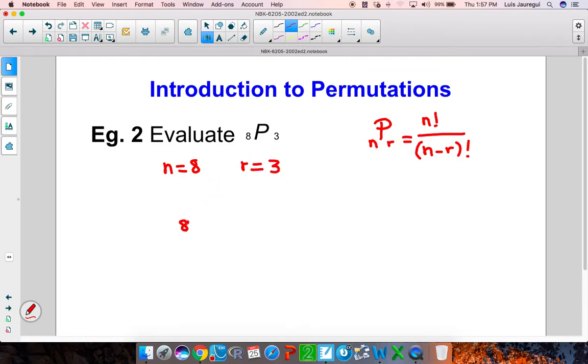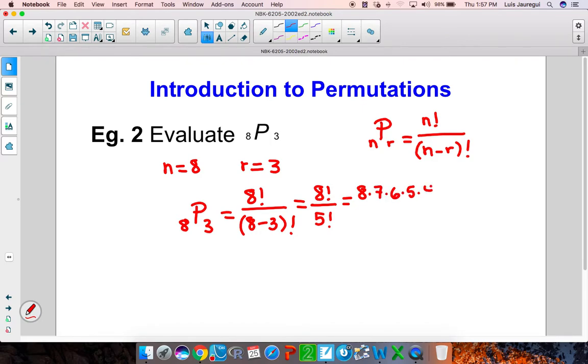So 8P3, the permutation of 8 objects taken 3 at a time, is equal to 8 factorial divided by 8 minus 3 factorial. Now, this really means 8 factorial divided by 8 minus 3 is 5, so that's 5, and then the factorial here. Recall, though, that this means 8 times 7 times 6 times 5 times 4 times 3 times 2 times 1, all divided by 5 times 4 times 3 times 2 times 1.